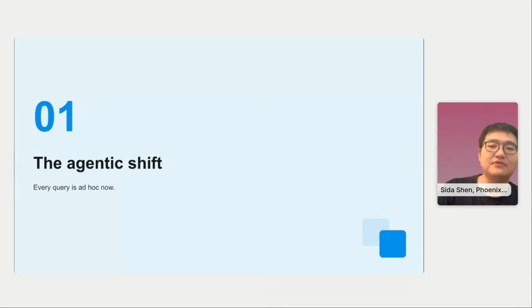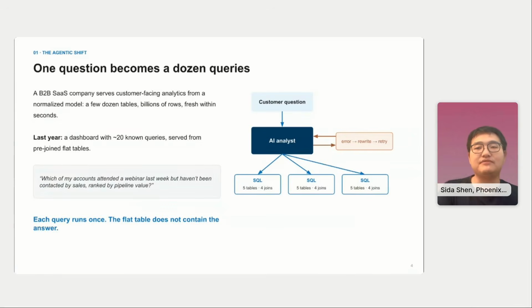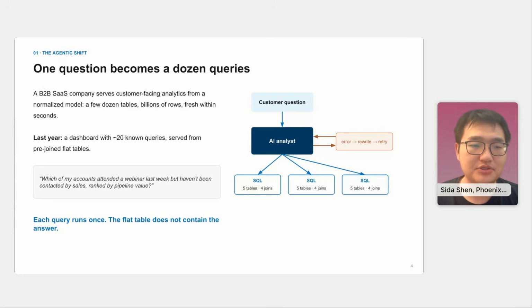Okay, so first, the agentic shift. Now, when an agent writes a query, it turns one question into many, many queries. Some of them are discovery. Some of them are you're just looking at different data. And you would want your agents to have access to all of your tables, to run all of the ad hoc queries on the fly.